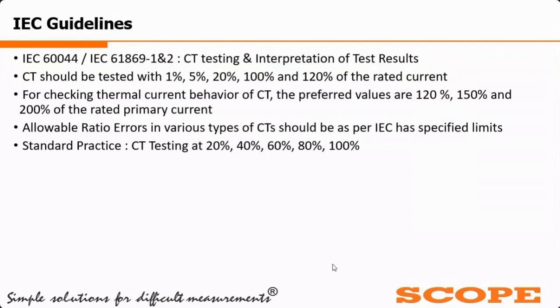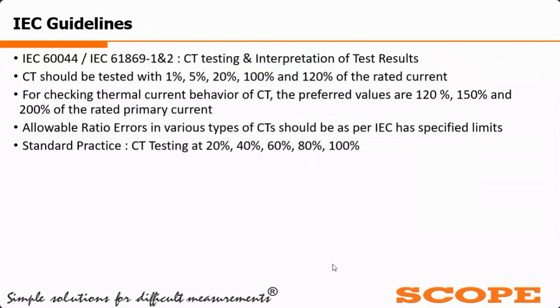current. Somehow, if you see in the nameplate, IEC has given guidelines to test normal metering cores in the range 5% to 120% of rated current. Also, IEC has given guidelines for checking the thermal current behavior of the CT. That is mainly required during the design stage or during the manufacturing stage. The preferred values are 120% and 150%, and somehow we can also check the thermal current behavior by injecting 2% of rated primary current.